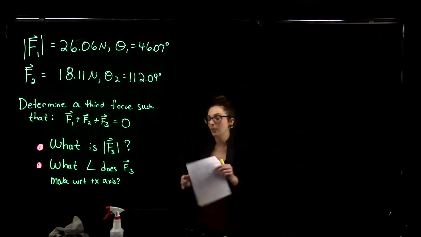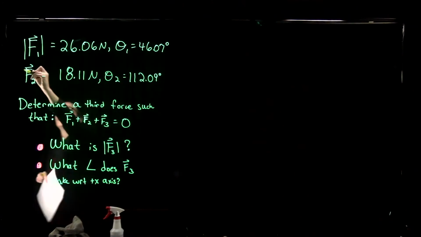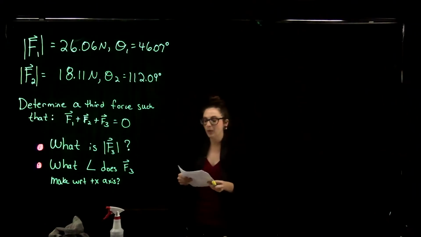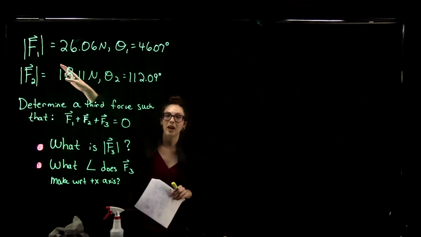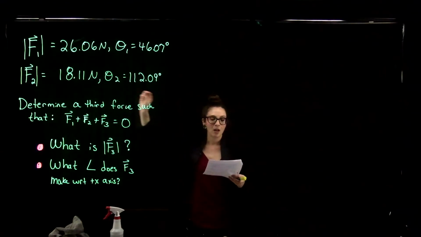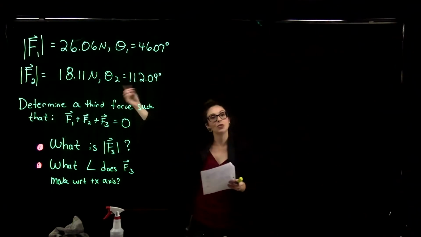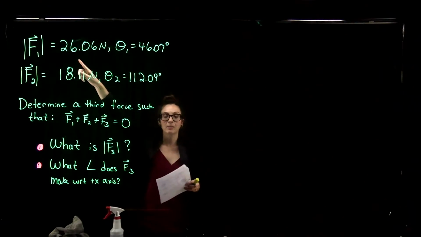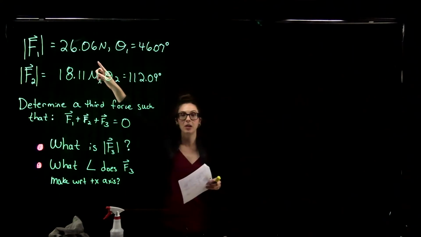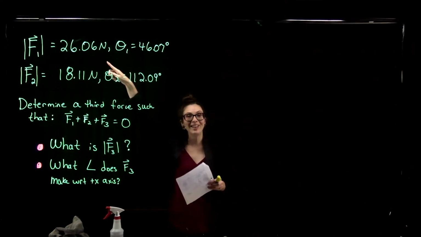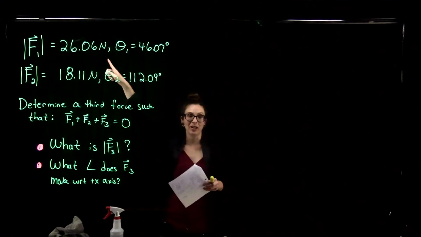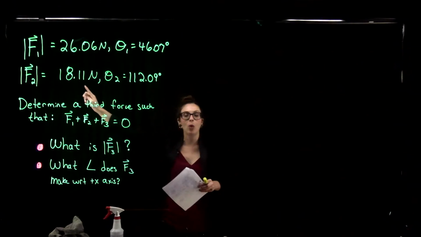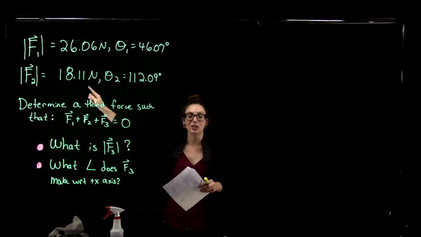Okay, so let's start with what we are given. We are told that we want to consider two forces, force F1 and F2. Their magnitudes, their size: vector F1 has a magnitude of 26.06 newtons. This big N is a new unit that we're encountering called a newton. And then F2 is equal to 18.11 newtons, the magnitude of F2.